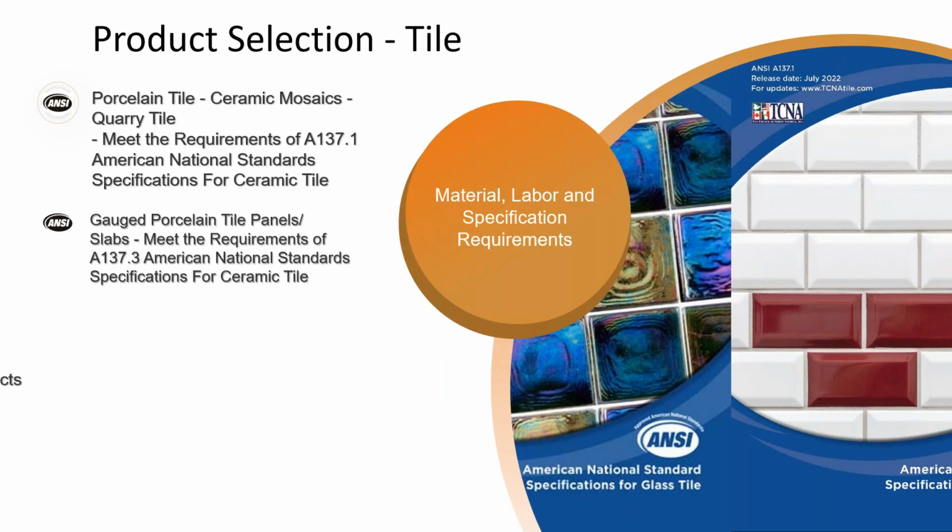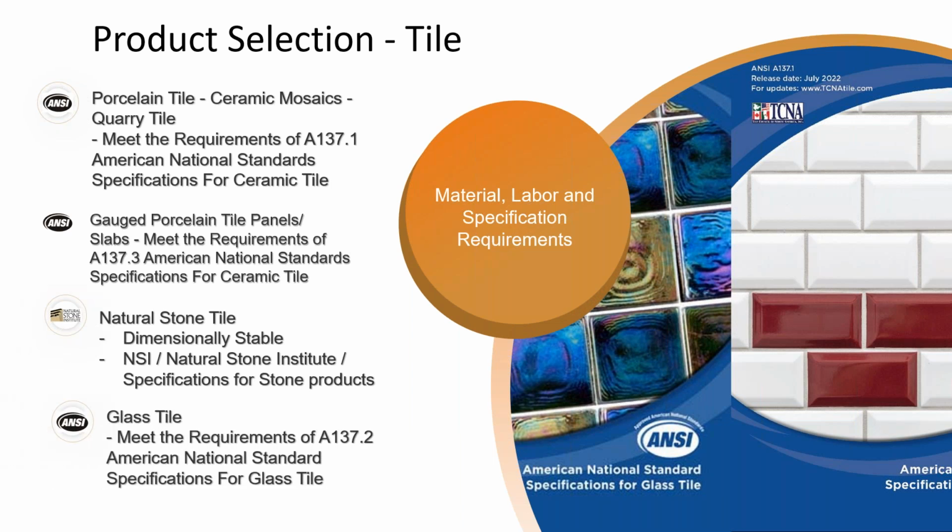When it comes to product selection, we're going to be guided by the American National Standards specifications and the Tile Council of North America handbook. The porcelain tile, ceramic, mosaic, and quarry tile all have to meet A137.1 to be regarded as standard grade material. Gauged porcelain tile panels and slabs have to attain ANSI A137.3. The National Stone Institute determines the specifications for dimensional stone to be installed on exteriors. And lastly, glass tile must meet the requirements of ANSI 137.2 to be considered adequate for installation on exterior applications.